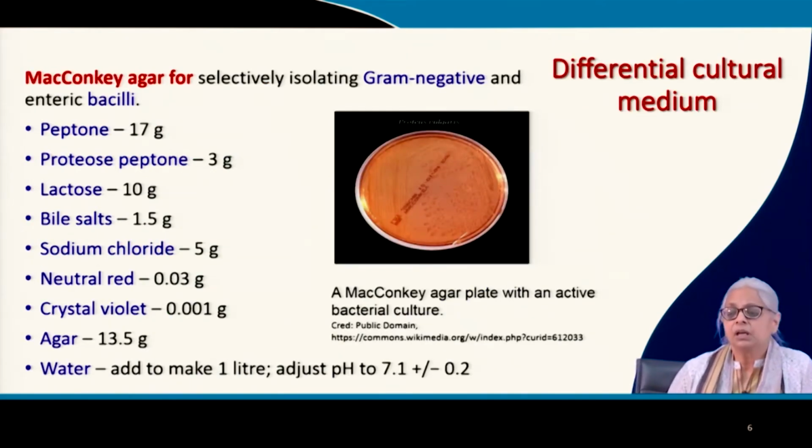Then we have what is called a differential culture medium. Now you can use different types of culture media for isolating a large number of bacteria. So for example, like I said, you want to look at gram-negative bacteria, or you want to look at enteric bacteria, or you want to look at some other type of bacteria. Then you have certain types of agars that are designed for culturing those types of species.